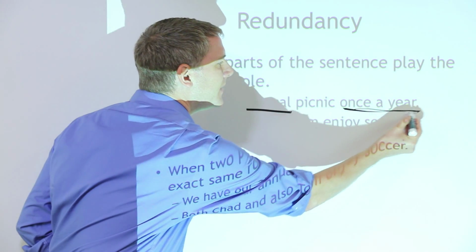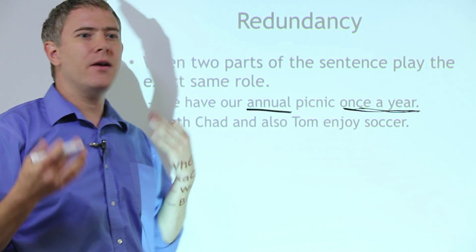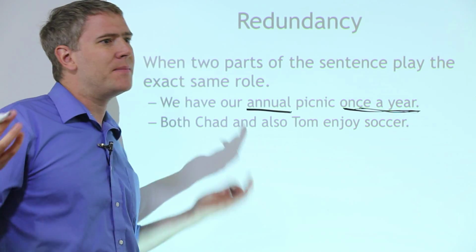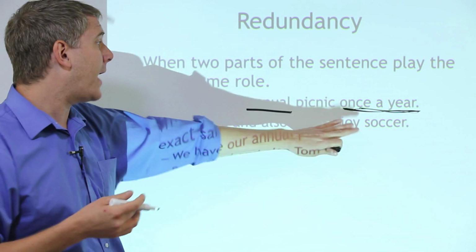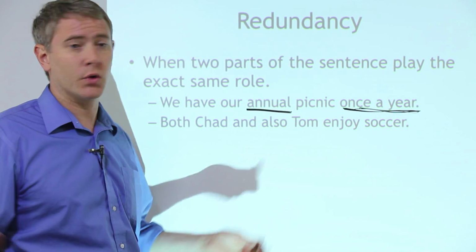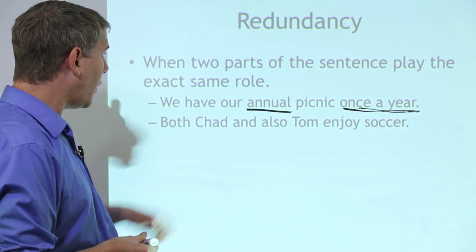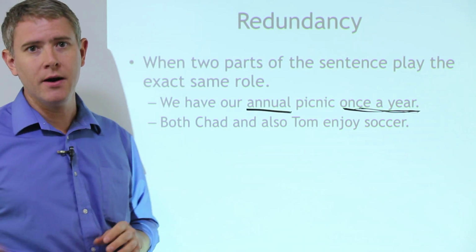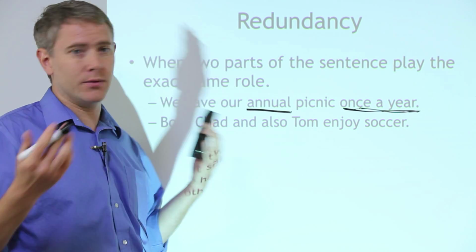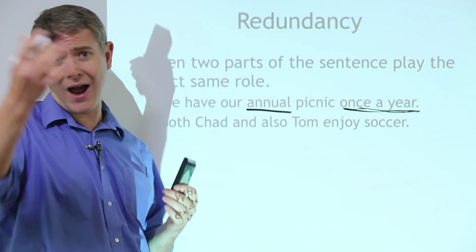Annual and once a year mean the same thing. And I know you're thinking, but doesn't it clarify? We have our annual picnic once a year. Maybe it's not always. No, if it's not always annual, then it would be biannual or semi-annual or infrequent or something like that. So annual means the same thing as once a year. The once a year doesn't have anything to do in the sentence, or the annual doesn't have anything to do in the sentence. Either of them could be right.